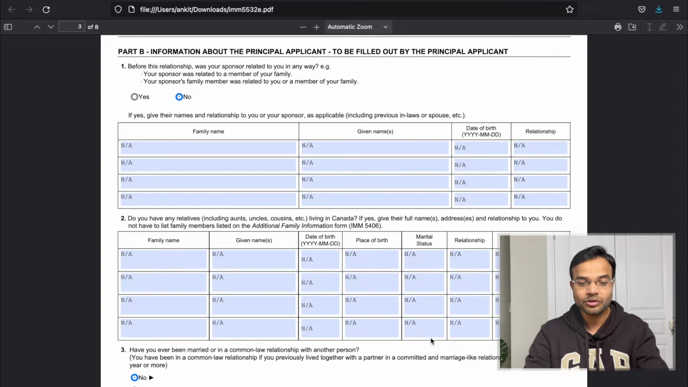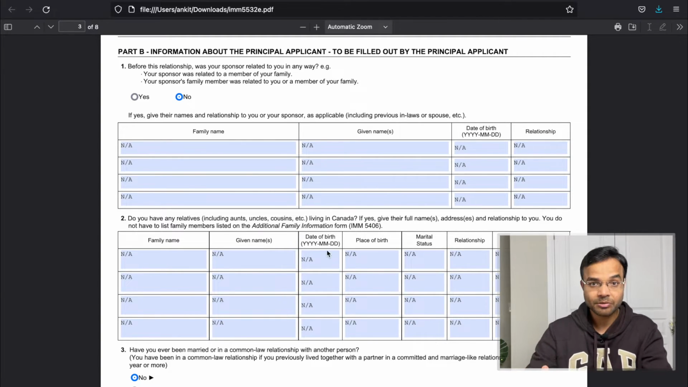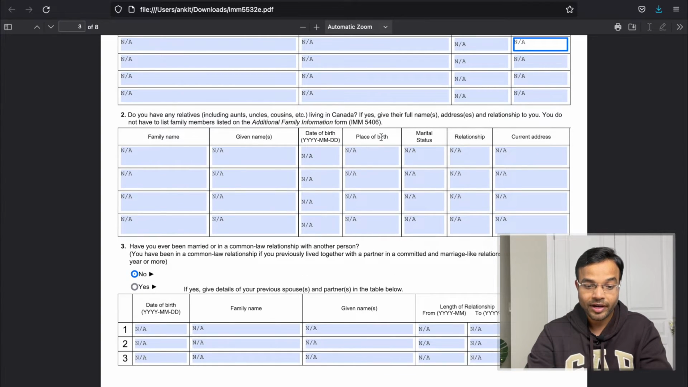In such situations, you are going to provide the information about the family member through which you were related to each other. So you provide the family name, the given name of the individual, the date of birth of that individual through which you were connected, and the relationship. The relationship can be with the principal applicant or it can be with the sponsor. Either of these cases, since it is a mutual individual who knows both of you, is going to be listed down here. Moving to the next question, do you have any relatives?